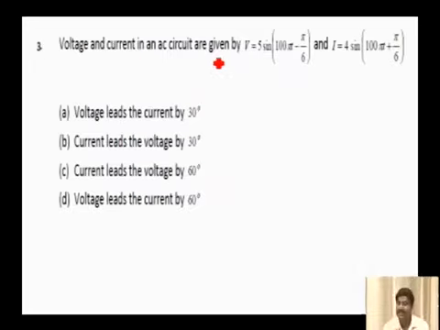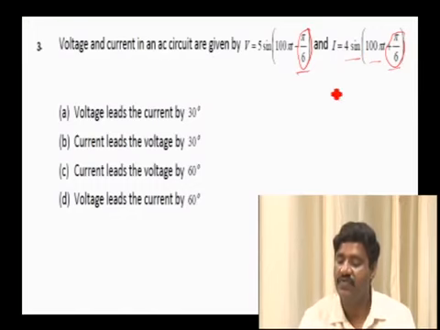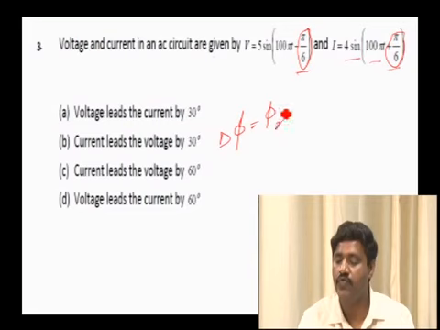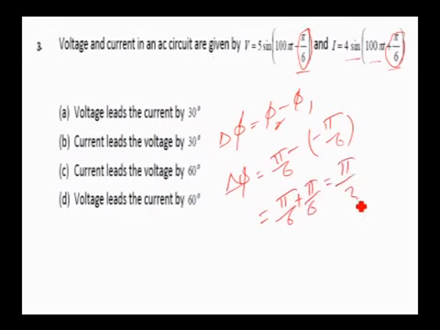Voltage and current in an AC circuit are given by 5 sin(100πt − π/6) and 4 sin(100πt + π/6). Just look at the additional phase here. This is minus π/6, this is plus π/6. They have a phase difference. The phase difference is generally given by Δφ = φ2 − φ1. What is φ2 here? Plus π/6, minus of what is φ1, minus π/6. It will be equal to π/6 plus π/6, which is π/3.